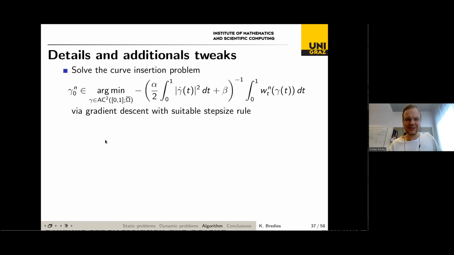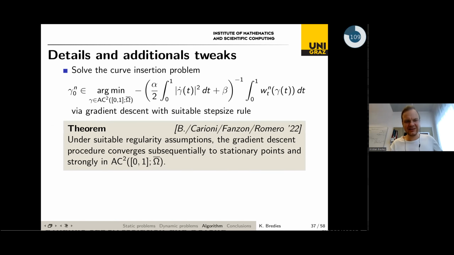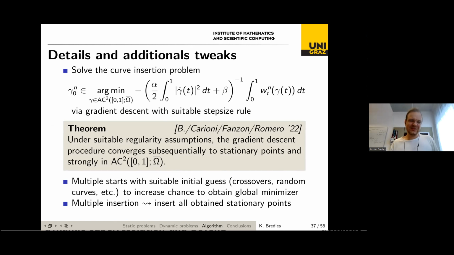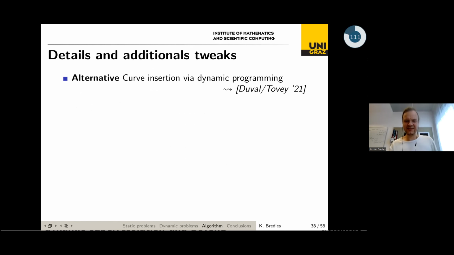Okay, so now, of course, the steps in the conditional gradient method, in particular the linear step, which is the curve insertion problem, is a little bit more complicated. If you look at this more closely, you can see that this is non-convex, so we need to do something here. One thing that one can do, under additional assumptions, is use gradient descent, and then you also have strong convergence, so numerically it's quite stable. You might also run into stationary points because of the non-convexity, so you have to employ some strategies to get to the global minimizer, which can be obtained in surprisingly many cases just numerically. You can use multiple starts, for instance, look at crossovers, and also add a little bit of randomness to make these things more robust.